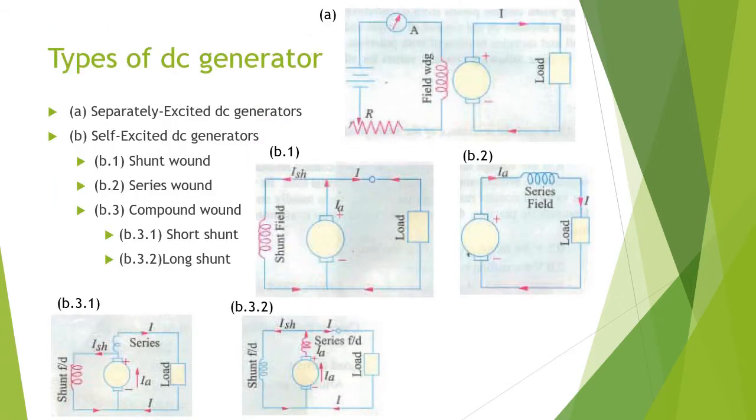Next we see about the types of DC generator. Here there are two types of DC generator which depend upon the excitation of the field coils. First one is a separately excited DC generator and next one is a self-excited DC generator. Separately excited DC generator means the field windings or coils are excited by a separate DC source.